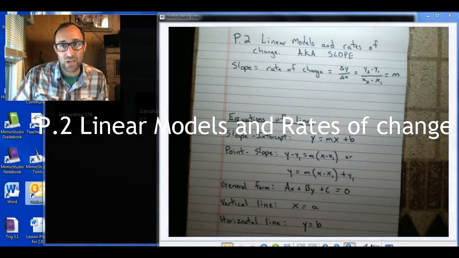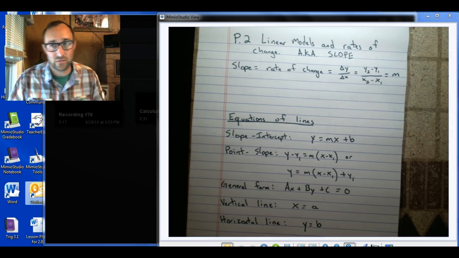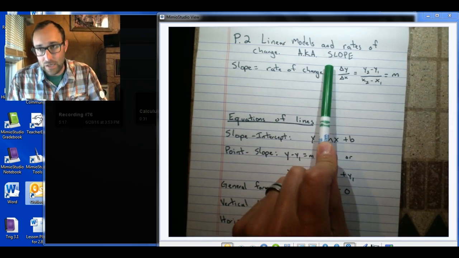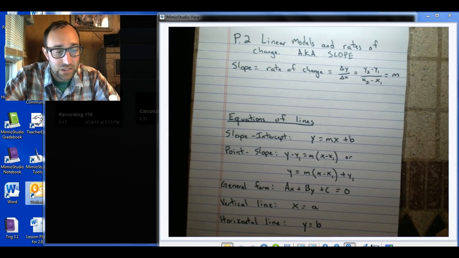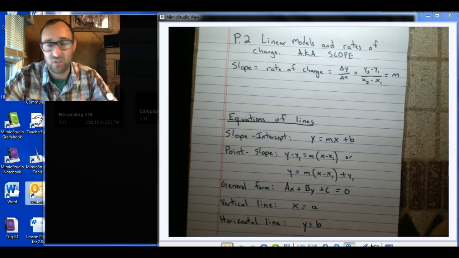This is section P2, and we're talking about linear models and rates of change, aka slope. This is going to be a huge part of what we're doing here in Calculus, and so just a good quick refresher of what slope is.